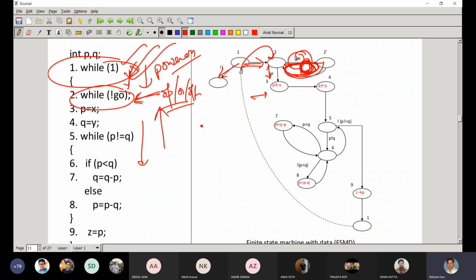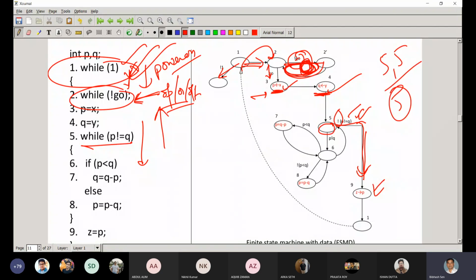Clear? Now you see, initially you take the value of p equal to x, then the value of q equal to y. These two are entered. Then in step 5, while p not equal to q: if both are equal, then it will come out here because this is a not symbol. For example, if the numbers are 5 and 5, the greatest common divisor is itself, 5, or for 2 and 2, the result is 2, so it will come out accordingly.